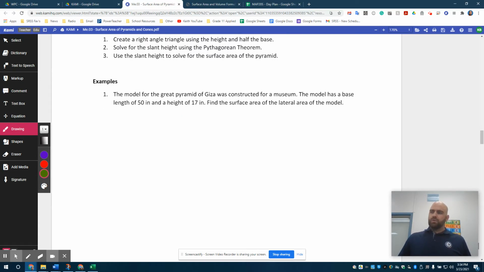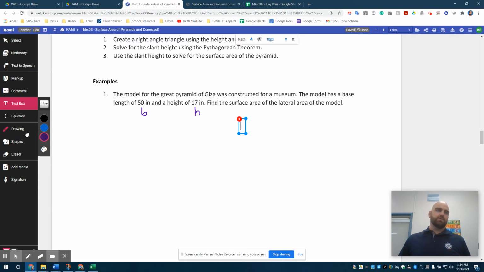Here's a short little example that we can do. Let's say a model of the Great Pyramid of Giza was constructed for a museum. The model has a base length of 50 inches, so this here is B, our base length, and a height of 17 inches, there's H. Find the lateral area of the model. Well, what we need to do is find the slant height first. My program is still not so great, so we're going to use our drawing tool in this case to go through it.